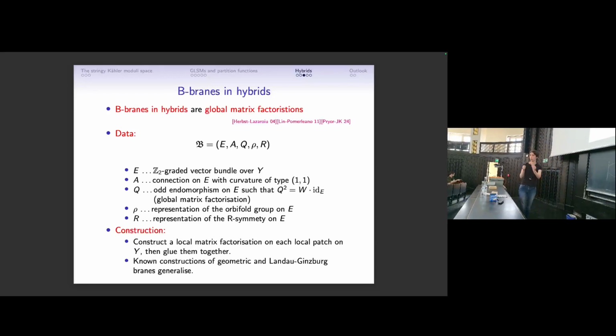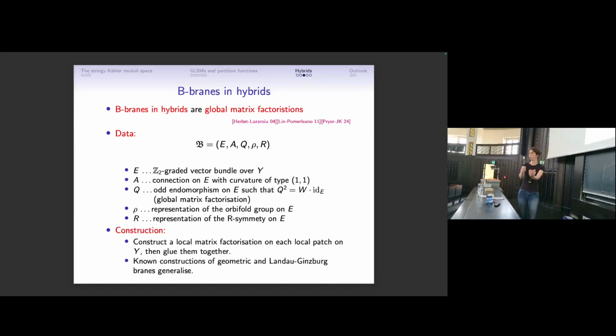So what you have to do is, because you have a fibration over a compact manifold, you actually have to construct this patchwise. So you have a fibration over P1 as in the previous example. You take a local patch on P1, construct a matrix factorization there, make an ansatz for the data of this bundle, and then gluing the patches together actually fixes the bundle, the gauge information, in most cases, and you can just characterize a brane like that. And many known constructions of geometric and Landau-Ginzburg branes very readily generalize to these hybrid models. So we have a geometric type brane in the base and then a Landau-Ginzburg type brane in the fiber. So that all works very well.